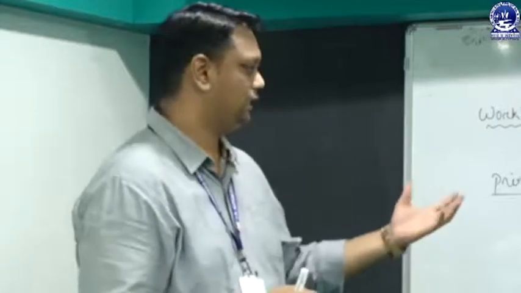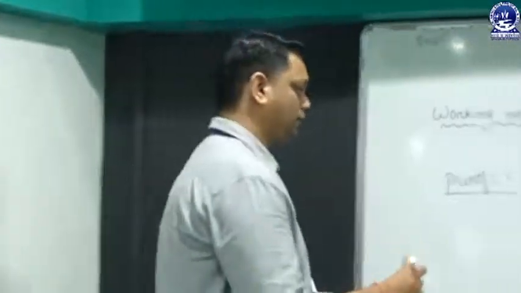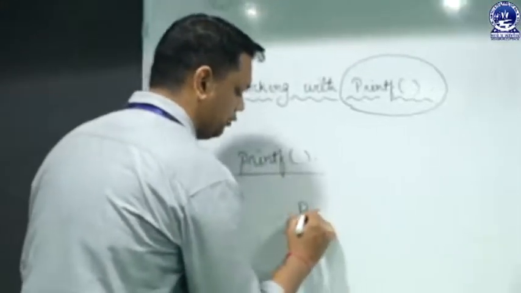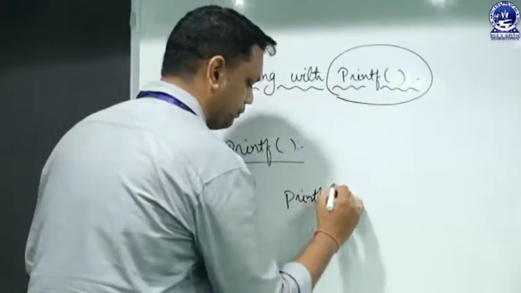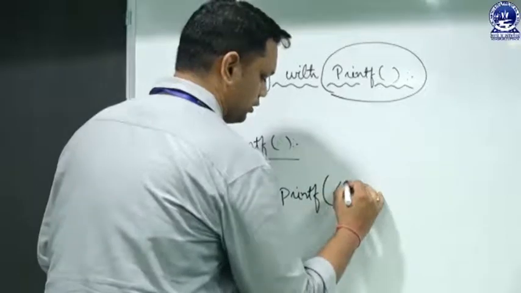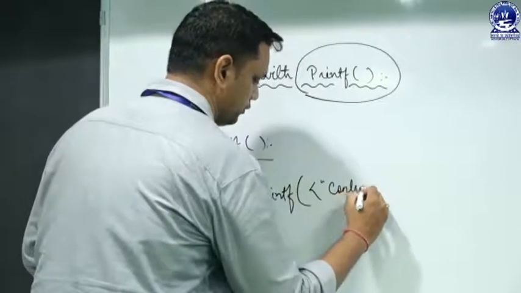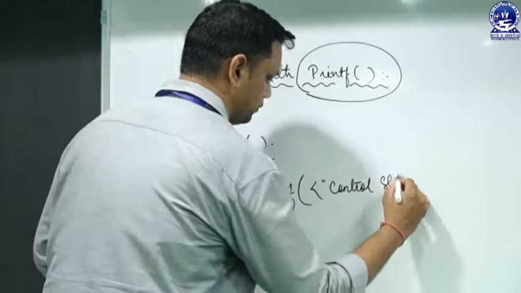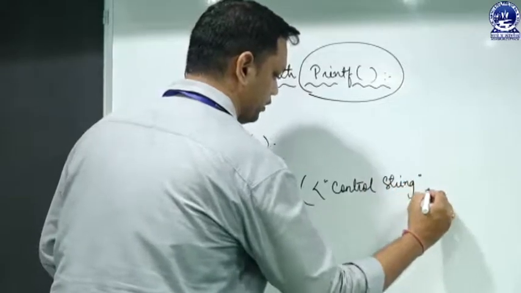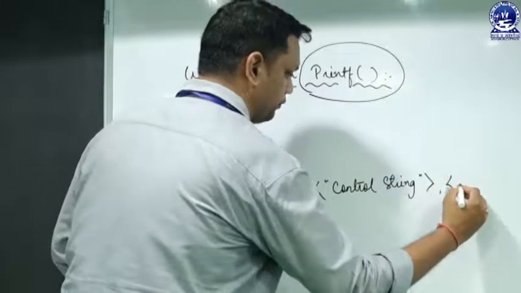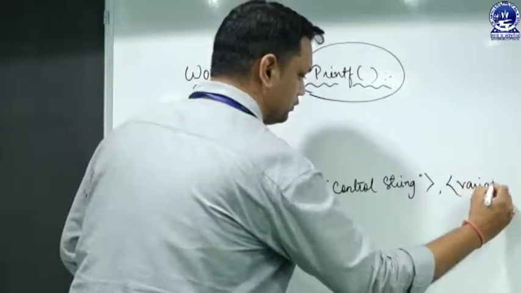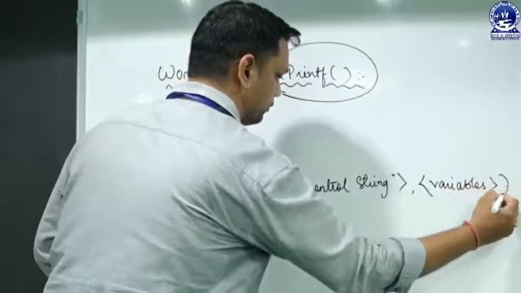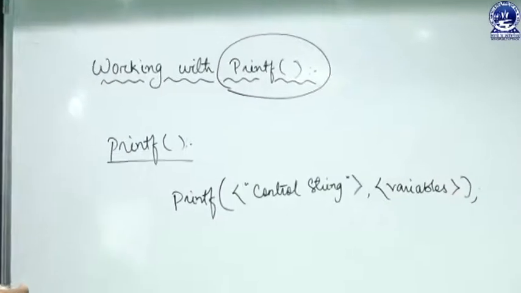So, what is the syntax of the printf function? The printf function syntax is that we will write printf, then control string, comma, variables. So, this is the syntax of the printf function.